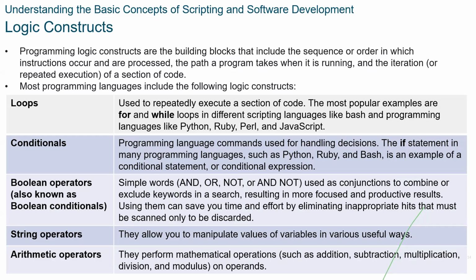So programming, right? Logic constructs are the building blocks that include the sequence or order in which instructions occur and are processed, the path a program takes when it is running, and the iteration, or what we call repeated execution of a section of the code. If somebody's iterating it, if something has to happen again.